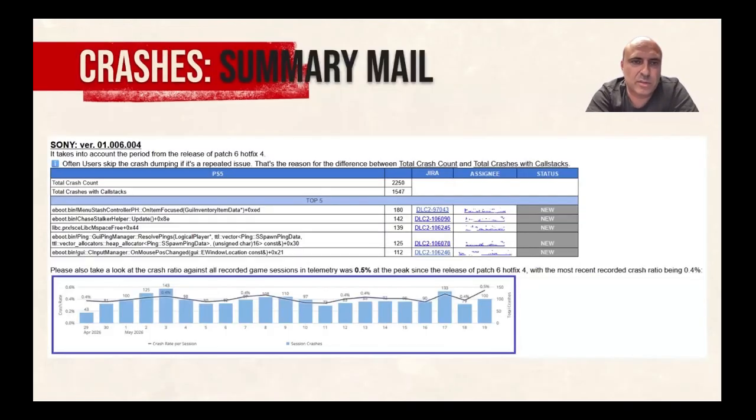This is the crash summary mail I mentioned. So top offenders, everything sorted, some Jira links, status, and also at the bottom you could see that the crash ratio on PlayStation 5 was pretty low, below 0.4, let's say, so pretty nice.